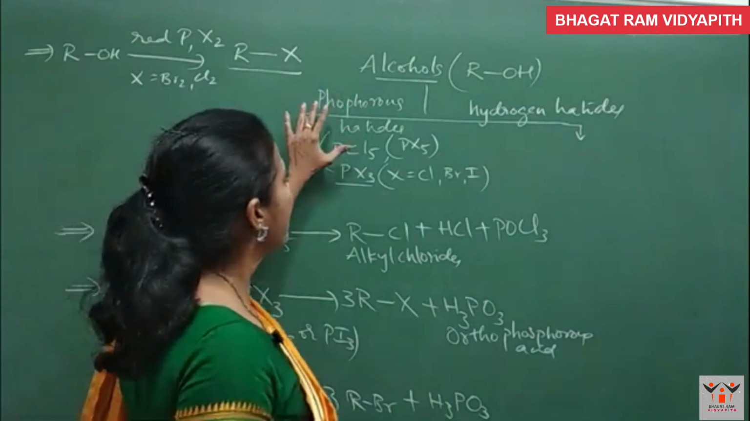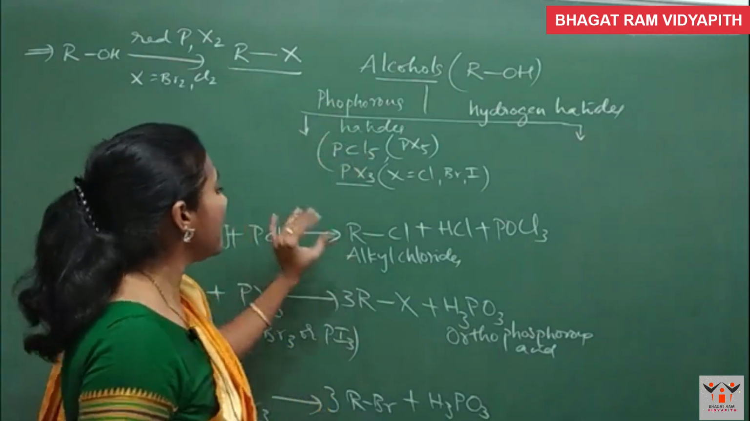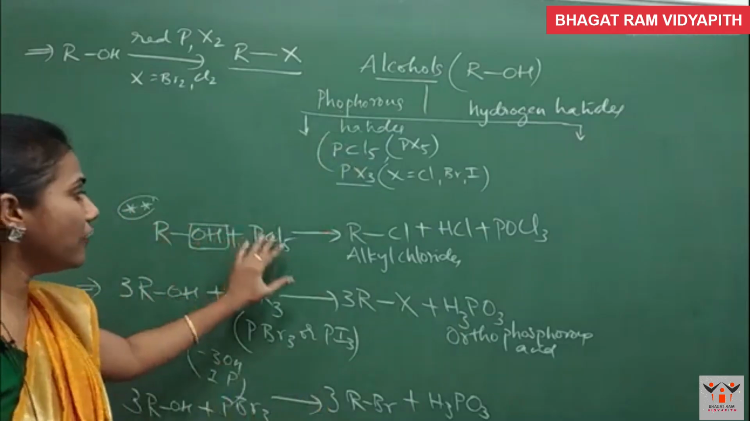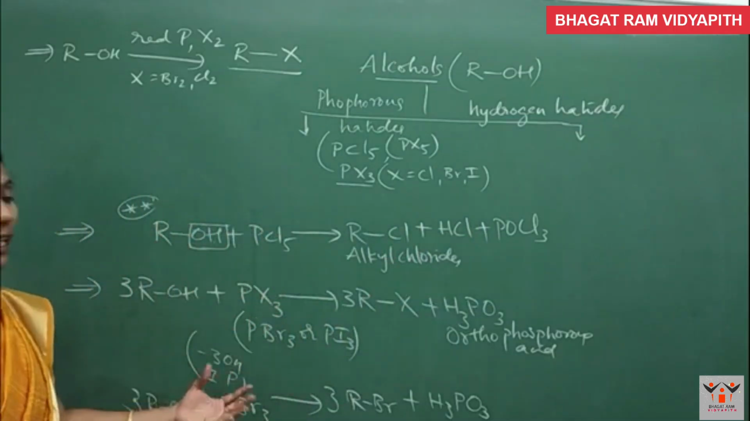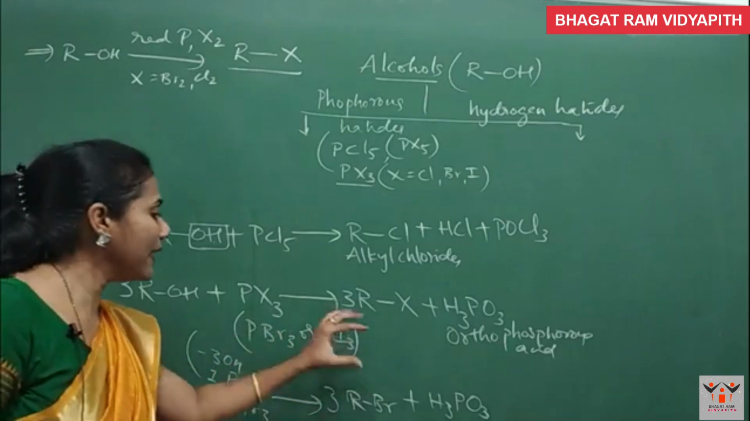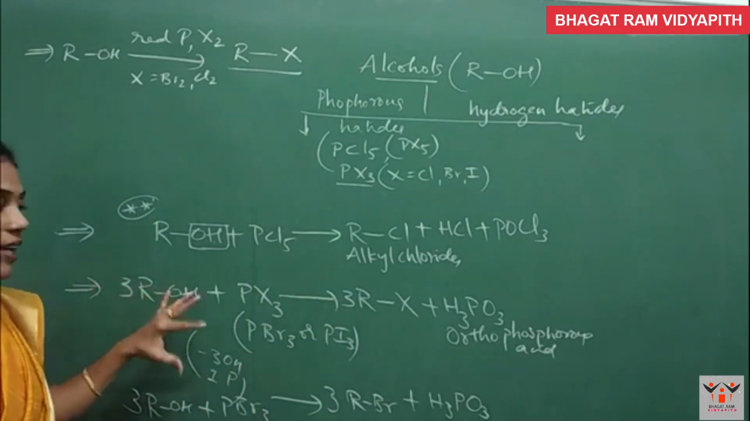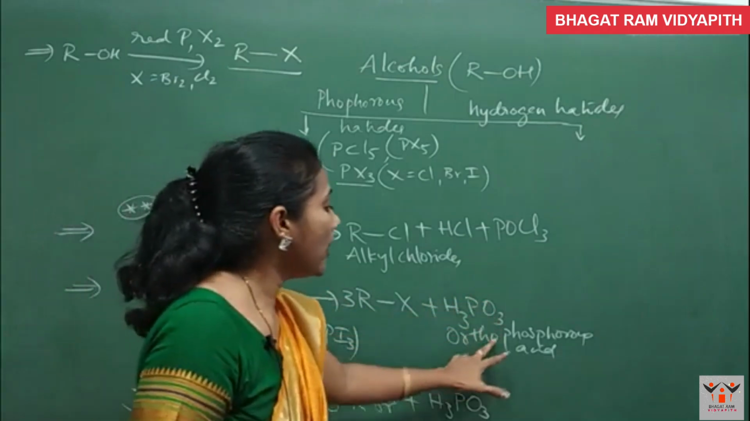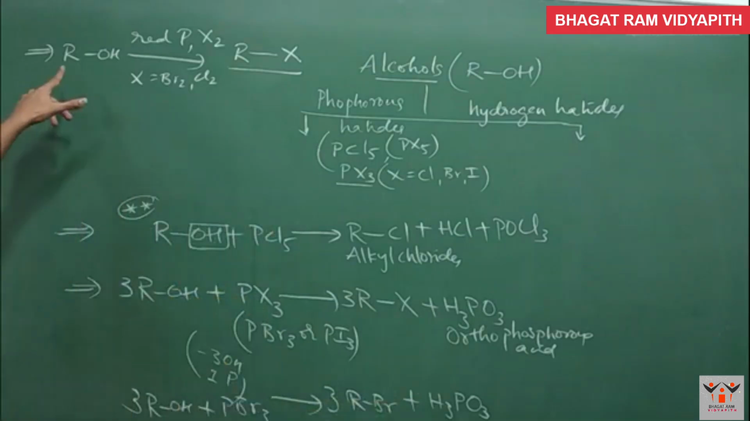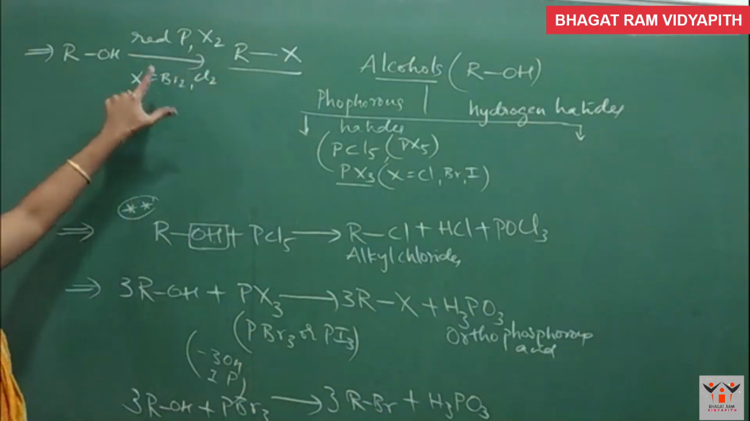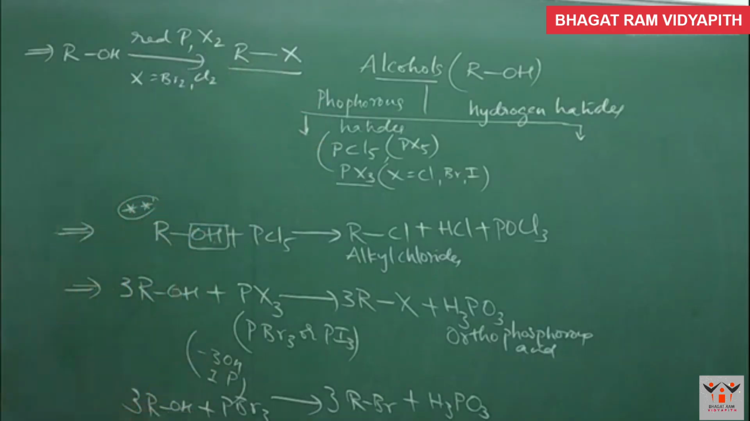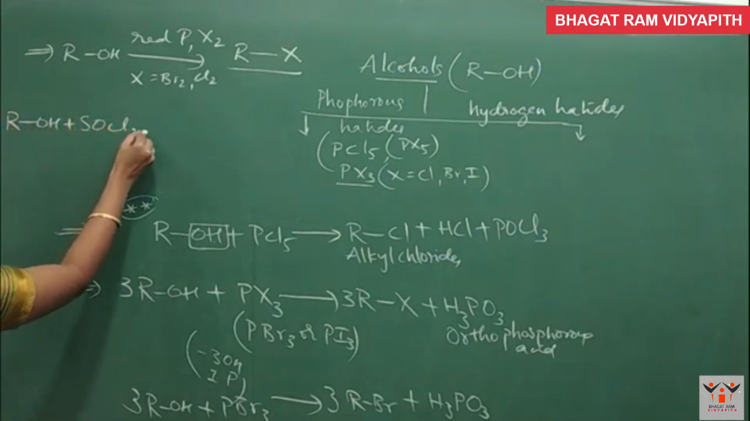Whenever alcohols are treated with phosphorus halides, if it is PCl5, this is the reaction. If it is of PX3 type, it can be PBr3 or PI3, then 3 molecules of alcohol would react and you get the byproduct orthophosphorus acid. And next, when alcohol is heated with halogen in the presence of red phosphorus, then also you will get alkyl halide.